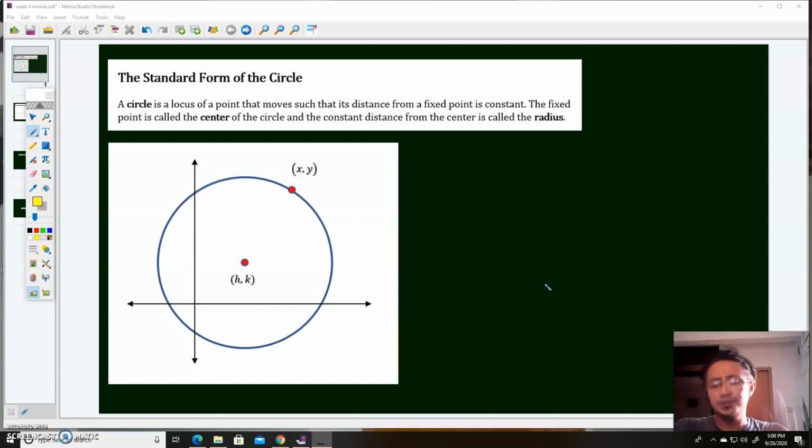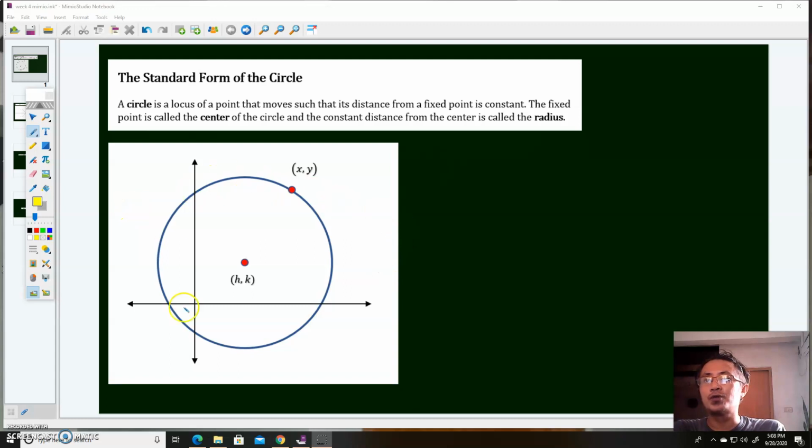Good day, seniors. This video lesson will be having the standard form of the circle. A circle is a locus of a point that moves such that its distance from a fixed point is constant. The fixed point is called the center, and the constant distance is called the radius.